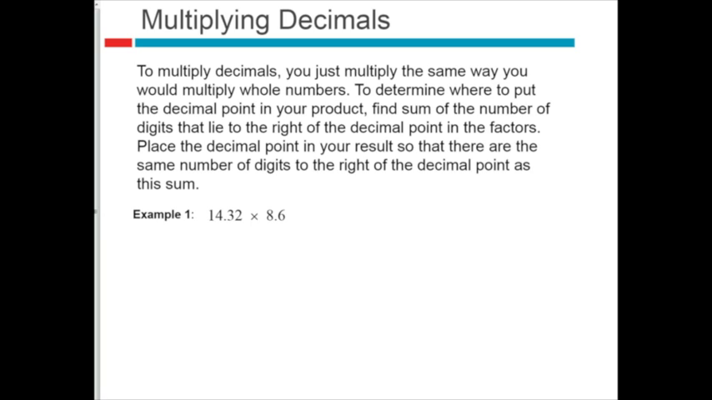In example 1, we have 14 and 32 hundredths times 8 and 6 tenths. Now, the first step is always write your problem vertically. You do not have to align your decimal points when you multiply decimals, only when you add or subtract. So let's multiply. 6 times 2 is 12.